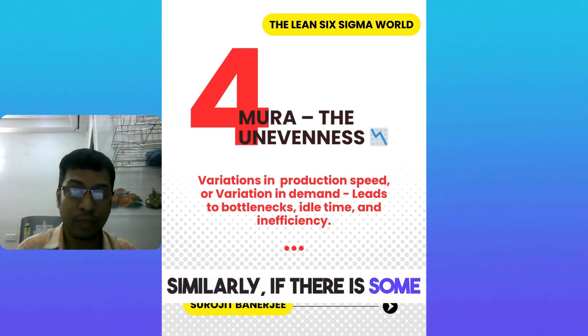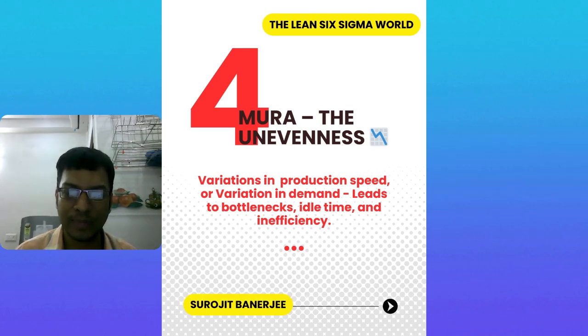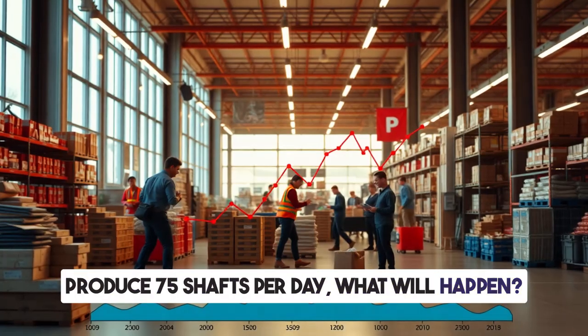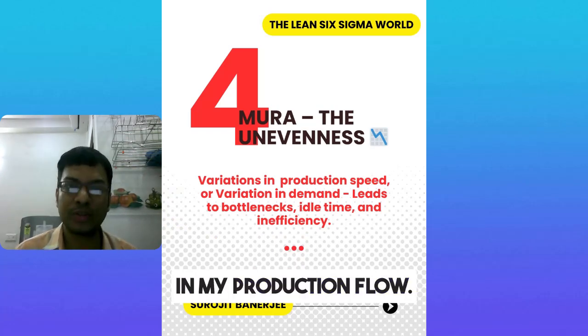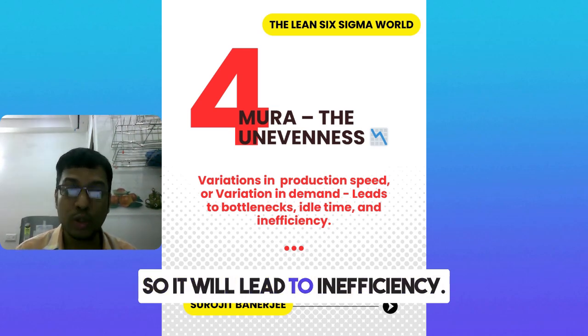Similarly, if there is some variation in demand, like if I produce 50 shafts per day, now if the demand comes that you have to produce 75 shafts per day, what will happen? It will lead to overburden. It will create inefficiency in my production flow. It will not ensure smooth operation. So it will lead to inefficiency.